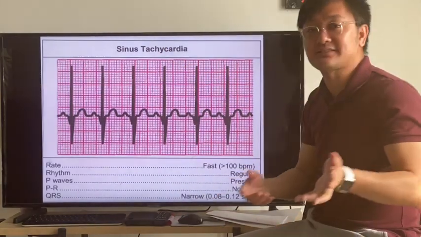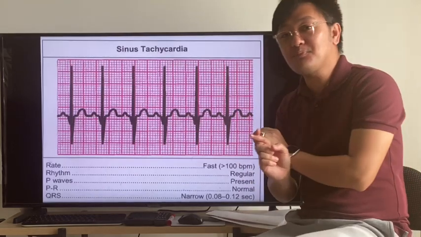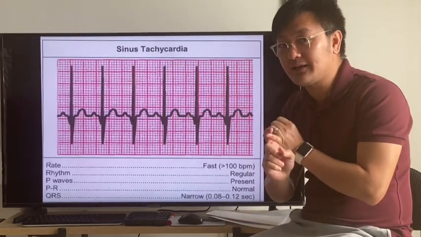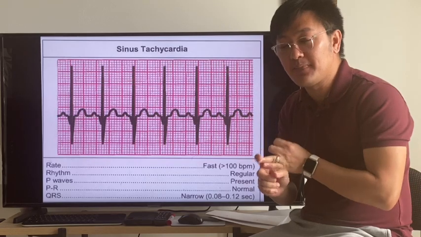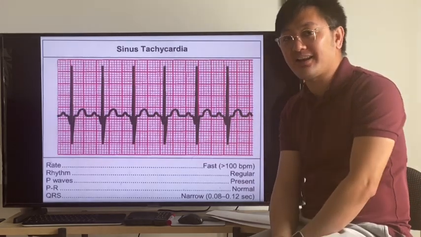So how would you know if it is sinus tachycardia? Waves are complete. Heart rate is more than 100. PR interval is normal and with rhythm.